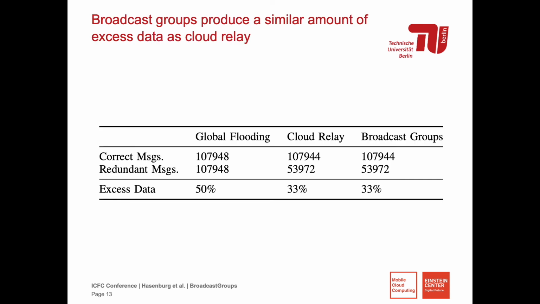To determine the amount of excess data of each strategy, we logged each message processed by every broker and determined the amount of correct and redundant messages. Correct messages are messages processed by brokers that either have a matching subscriber or to which the publishing client is connected. Redundant messages are all other messages processed by brokers. These messages have to be discarded and are therefore counted as excess data. From the numbers, we can see that the broadcast group strategy leads to a similar amount of excess data as cloud relay, while global flooding performs worse.